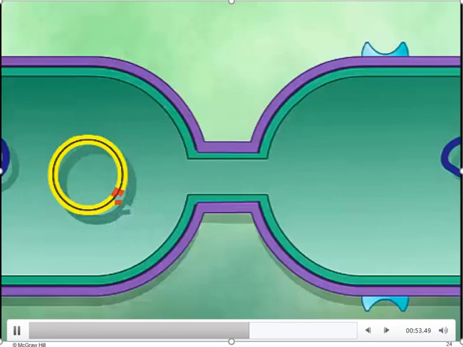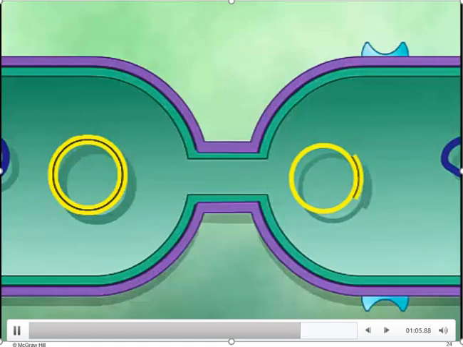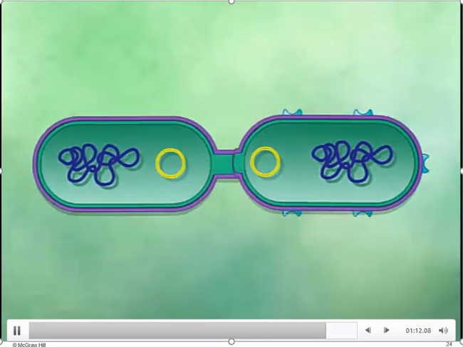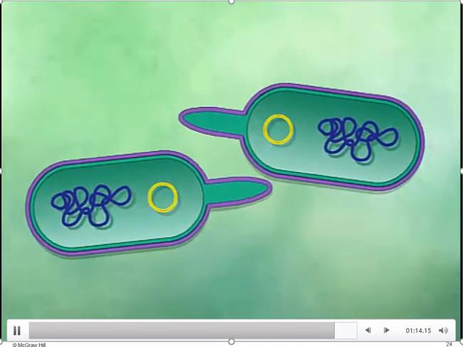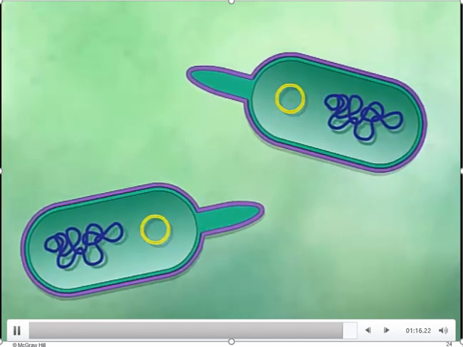A single strand of the plasmid, beginning at the origin of transfer, enters the recipient cell. Once inside the recipient cell, a complementary strand to the single DNA strand is synthesized. When donor and recipient cells are mixed together, eventually all of the cells become donors.